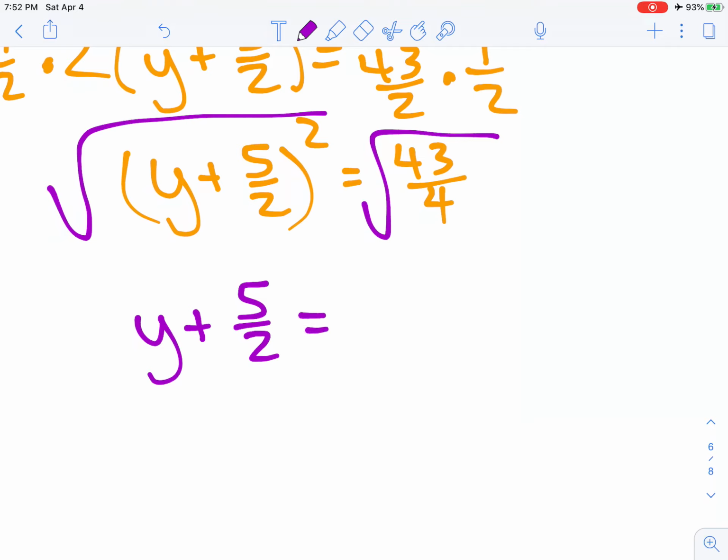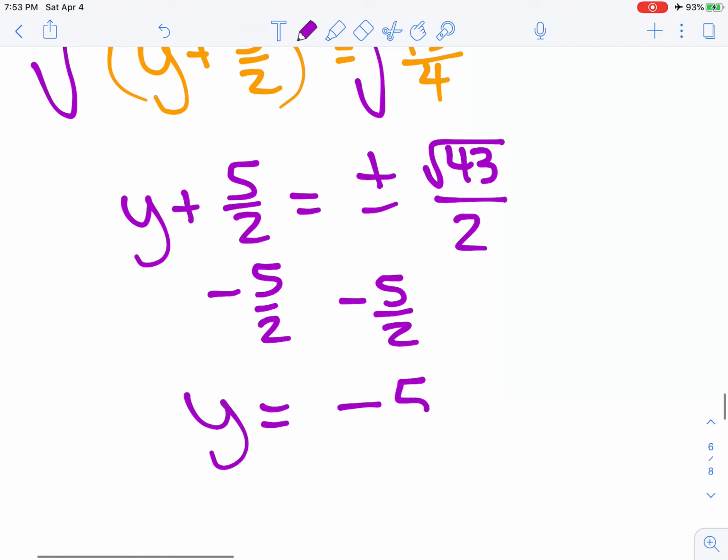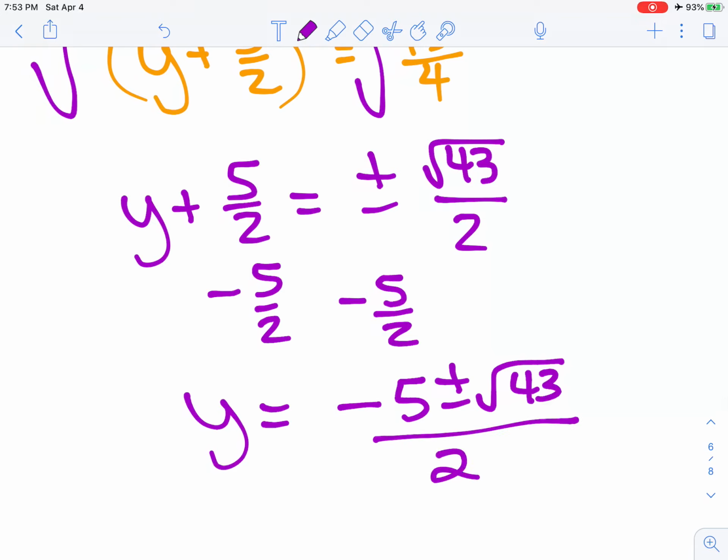Y plus 5 over 2 equals plus or minus. Now, we can't take the square root of 43, so it's going to stay on top. But we can take the square root of 4, so that's 2. Look at that. They have a common denominator. That's so awesome. So I can write it negative 5 plus or minus the square root of 43 all over 2.